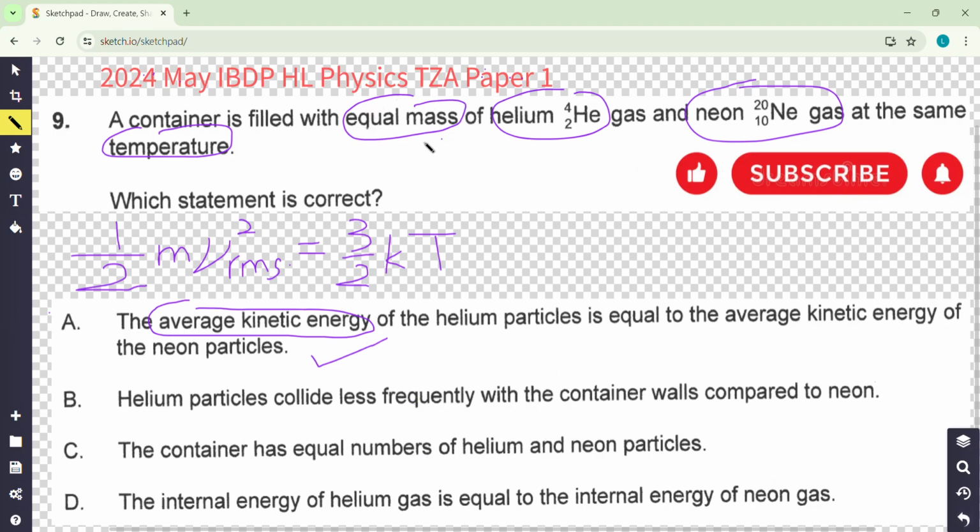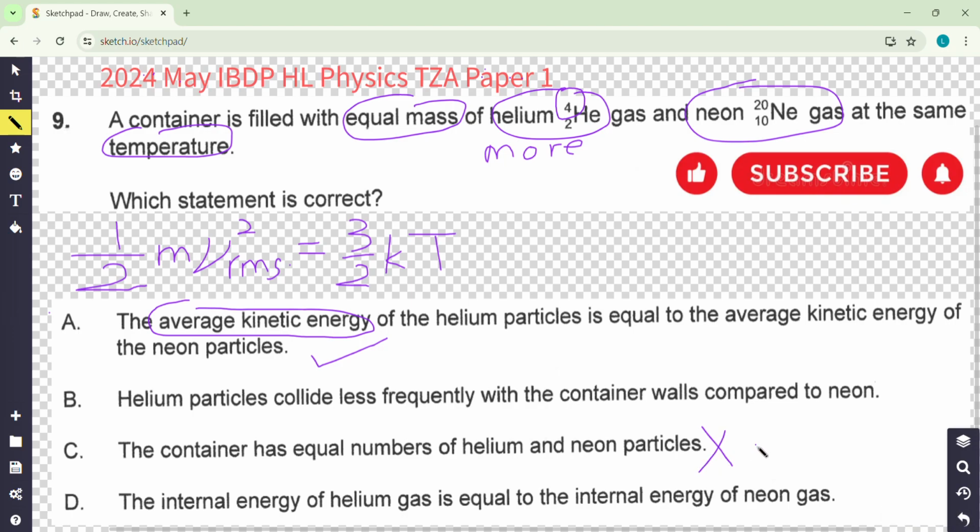But they said that equal mass. Equal mass of helium and neon, but helium has a smaller molecular mass, right? So it should have more helium gas molecules inside. So C, an equal number, is incorrect. Okay, so make a cross.